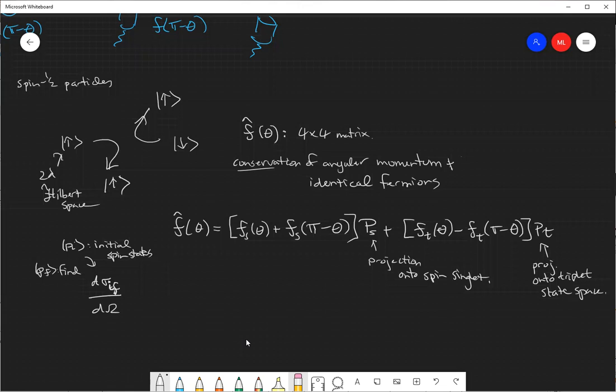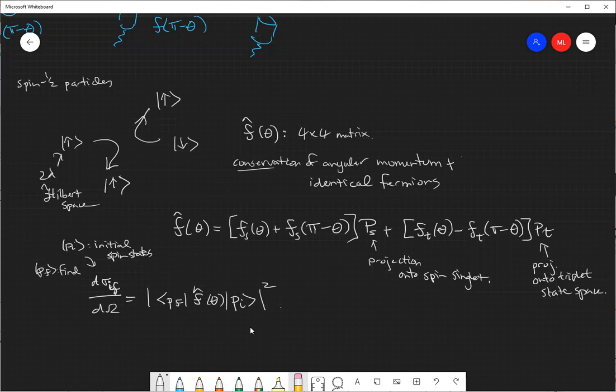But if you pick some specific ones, if you're looking at a specific channel, as they say, like say you're looking at the up-up to up-up channel, then how would you calculate that? Well, you would just take that final and initial state of interest and sandwich it with your scattering amplitude matrix here. And just take the square, and that's how you would do it. That's how you would find the differential scattering cross-section associated with that particular channel.